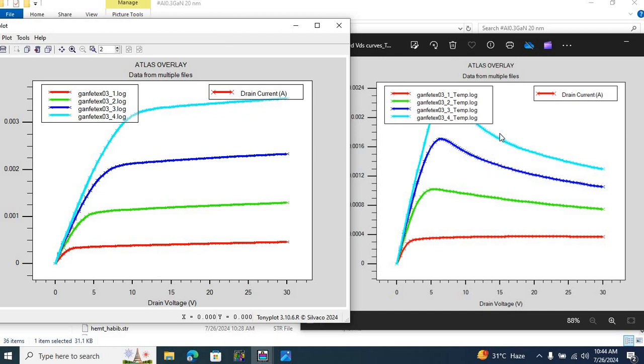Also, you might see over here there is deterioration in the drain current versus drain voltage as we keep increasing the drain voltage. So you might see that around 10 volts we start seeing the deterioration in the drain current versus the drain voltage under heating of the gallium nitride HEMT device.